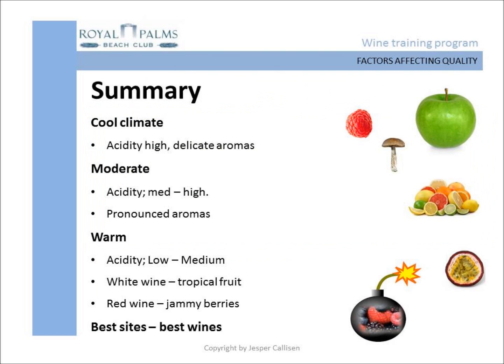In summary, wines around the world are affected by different climates. Cooler climate wines have higher acidity and delicate fruit aromas. Sometimes these are paired with herbal or earthy notes. Moderate climates show more fruit character, yet retain acidity. Warmer climates have more tropical fruit flavor in white wines, but are generally better suited for red wines, which are big, bold, with lots of jammy fruit flavors.